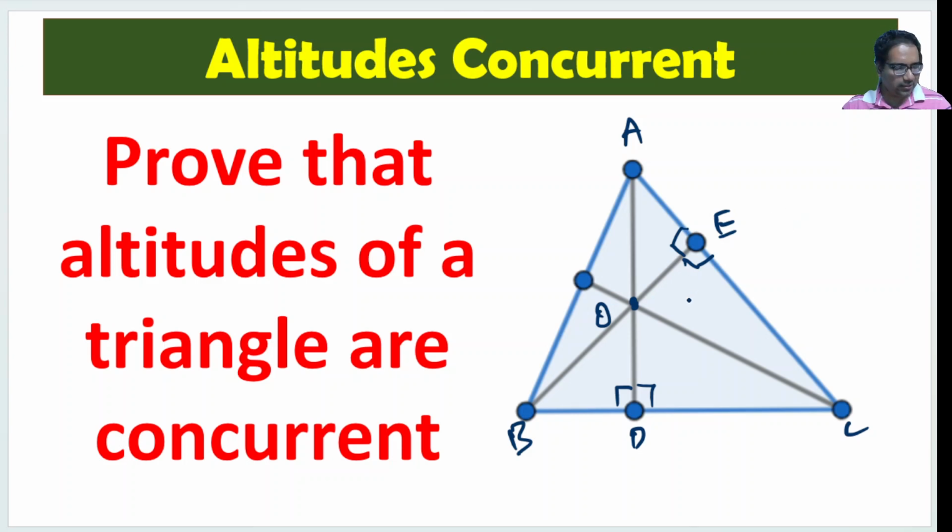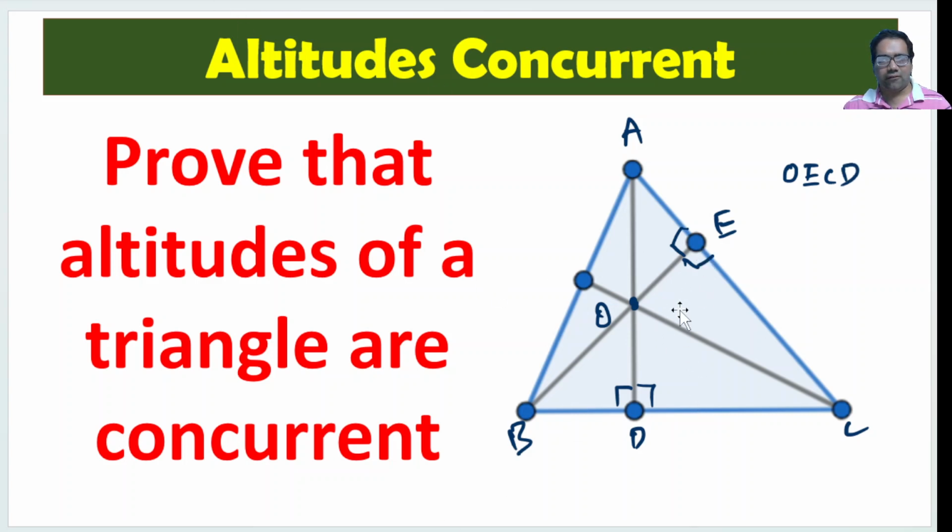Right. Here in this case, this angle and this angle are 90 degrees. That means the sum of these two is 180 degrees. That means OECD is a cyclic quadrilateral. We have another theorem which says that.